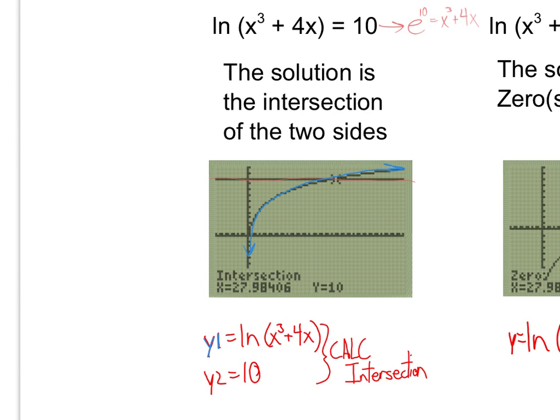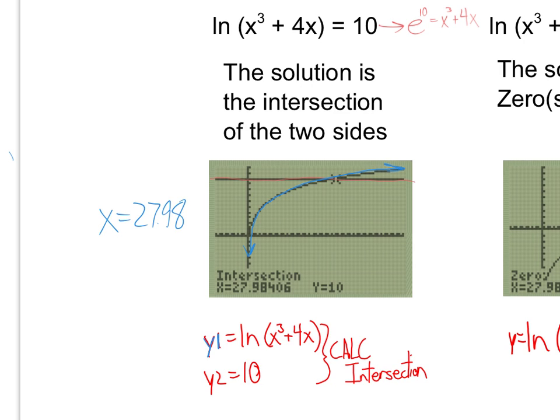So, you do that, and you get the intersection to be the point x equals 27.98406 and y equals 10. So what's the solution to our equation? x equals 27.98406. You hit trace. You got it.